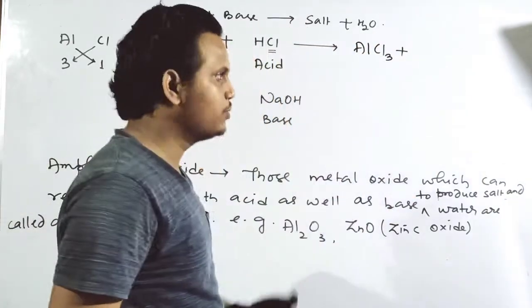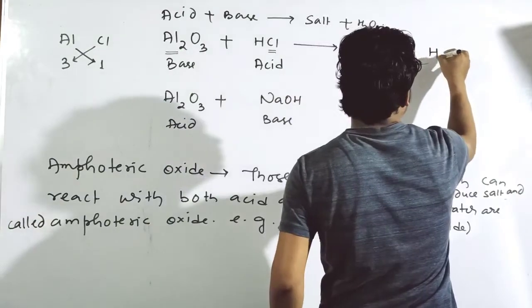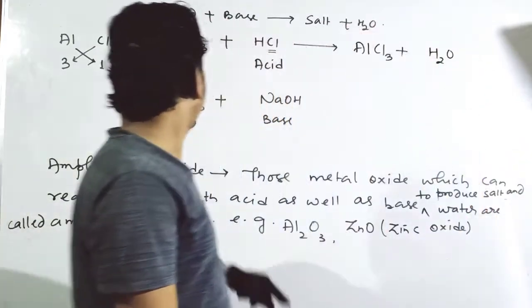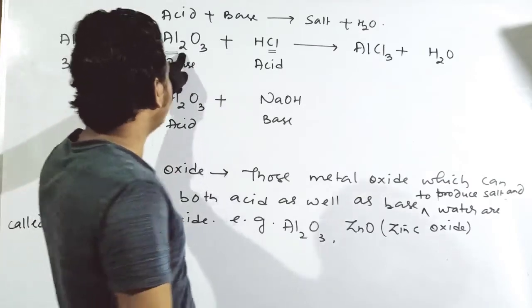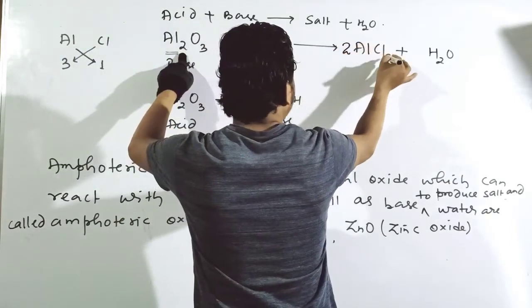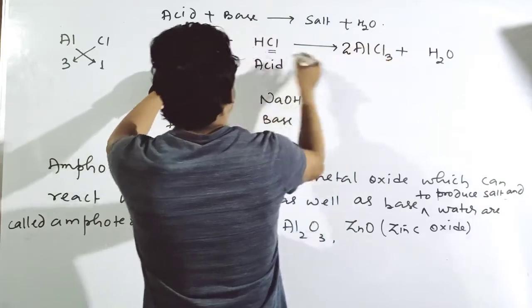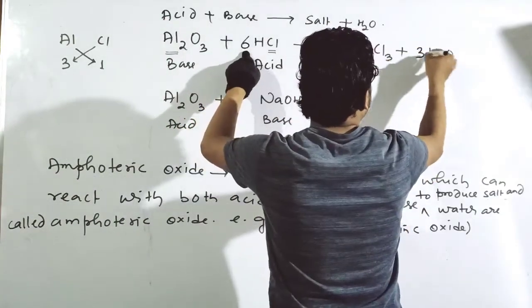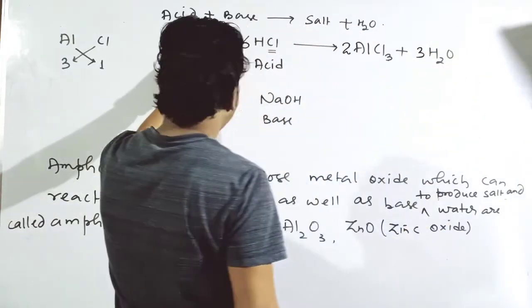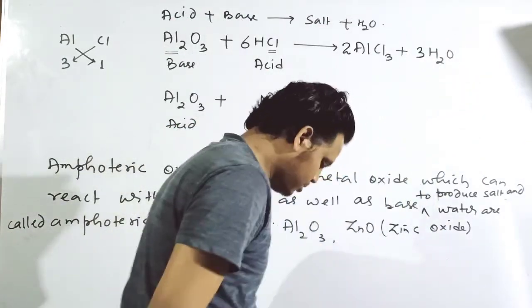And water will be formed. Water is fixed. Now balance it. How many oxygen? 3. How many aluminium? 2, so take 2. How many chlorine? 6, so 6. How many hydrogen? 6. How many oxygen? 3. So it is 3.